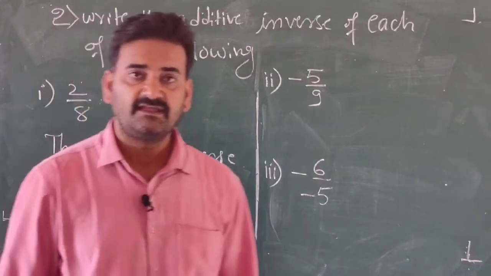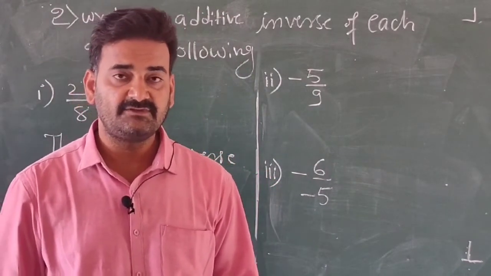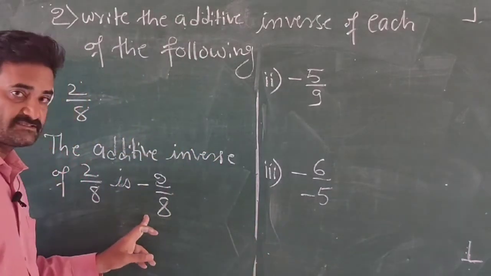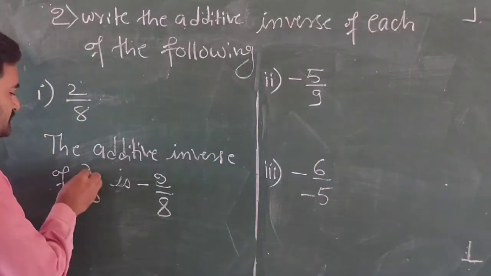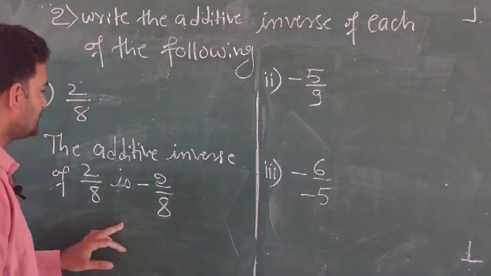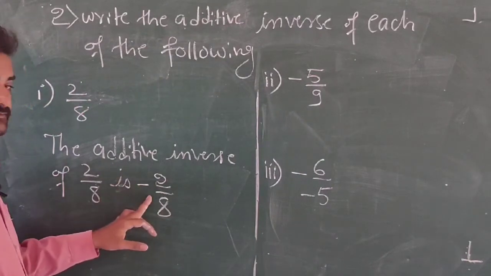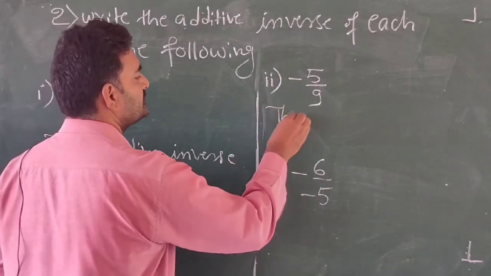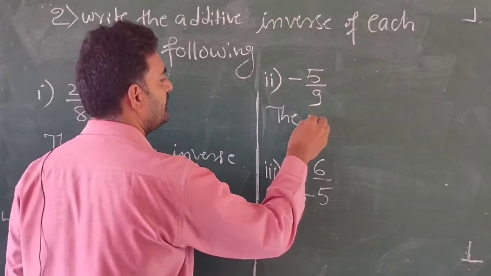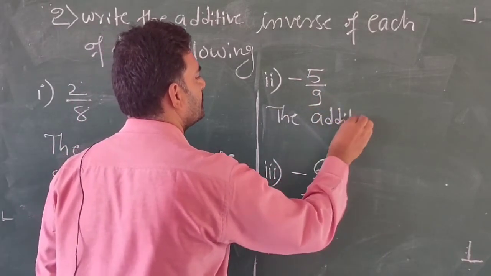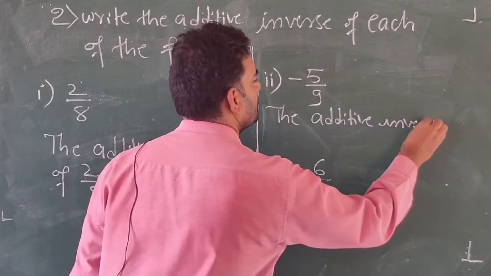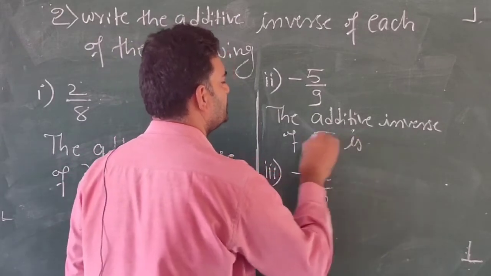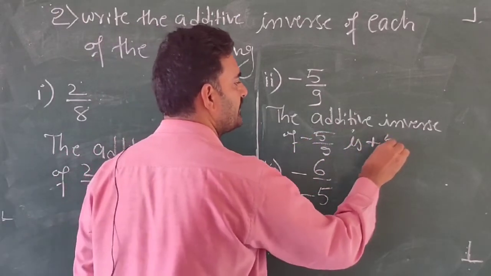What is the meaning of this? Additive inverse, we already discussed, means that if we add any two numbers, we have to get 0. Now 2 by 8 minus 2 by 8 is 0. So 0 is the additive inverse. So in reverse order, plus becomes minus, minus becomes plus. Now the second problem, that is 5 by 9. The additive inverse of 5 by 9 is, see, minus 5 by 9. Minus becomes plus. That's all.